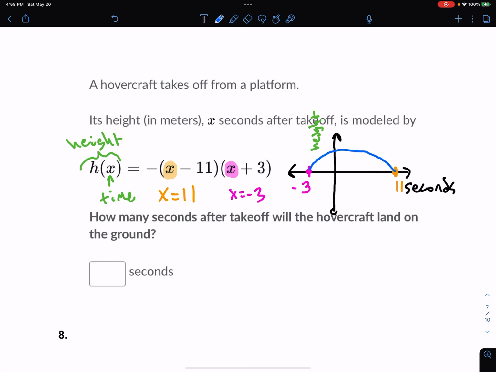If they said, what's your maximum, I'd plot my -3 and my 11, and I'd figure out what's in the middle. And then if they said how much was the maximum, I'd plug that number in the middle back in to find y. But they didn't. They just said, when does this hit the ground? Okay. So we don't really care about this -3.